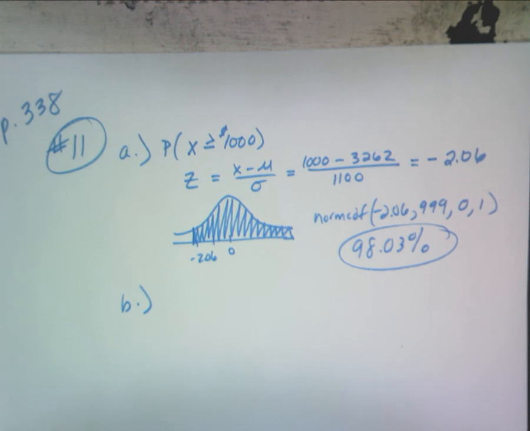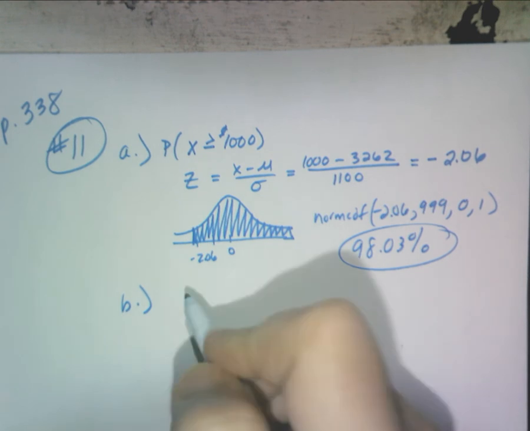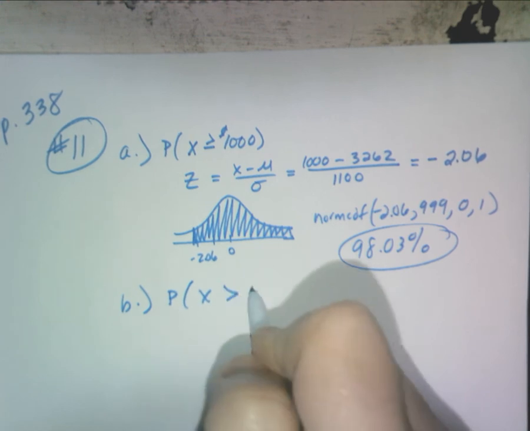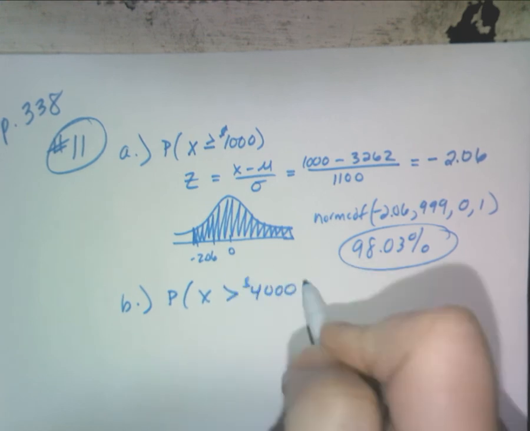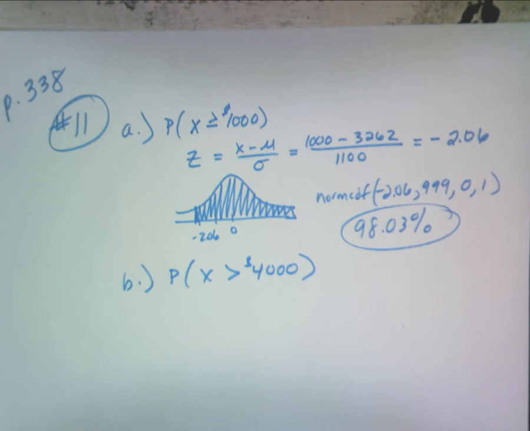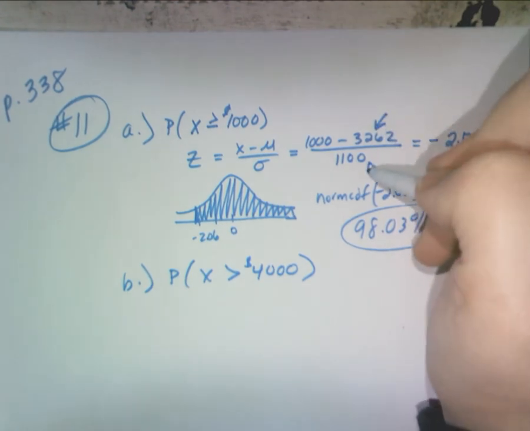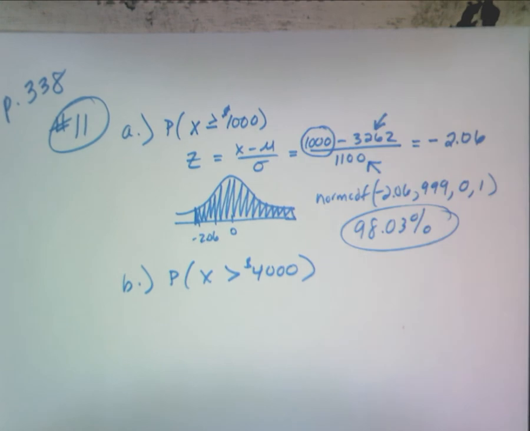All right, part B. The senior owes more than $4,000. X owes more than $4,000. I'm going to leave this up here, see if you can figure it out. This will be the same. This is the only thing that's going to change to find your Z, because now you're working with 4,000. Make a Z, draw it. Tell me the area. More than.